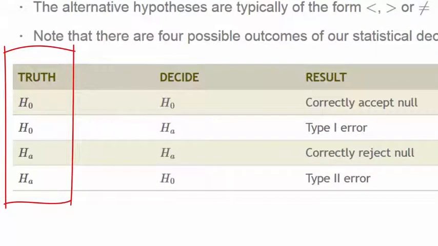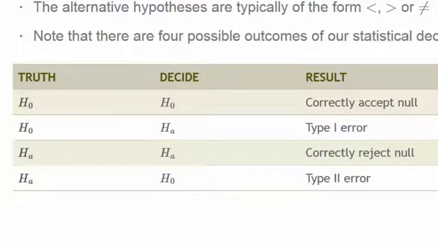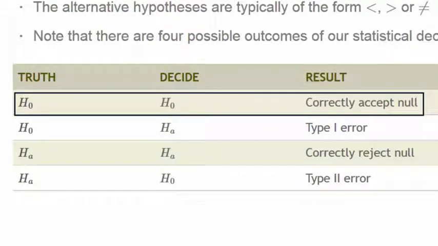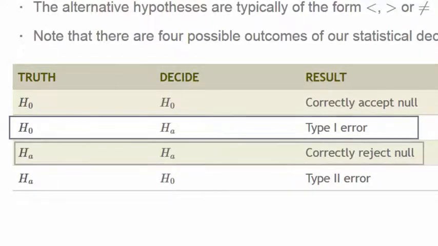Notice that the truth is either that H0 is true or HA is true, and we could either decide H0 or decide HA. Therefore, there's only 4 possibilities. If the truth is H0 and we decide H0, we've simply correctly accepted the null hypothesis. If the truth is H0 and we decide HA, then we've made what is called a type 1 error. In the version of hypothesis testing that we're going to present, we're going to control the probability of a type 1 error to be small.